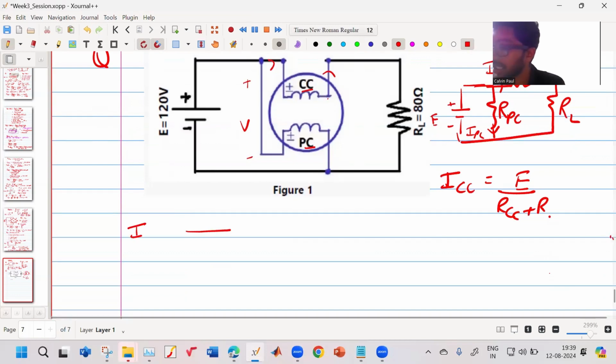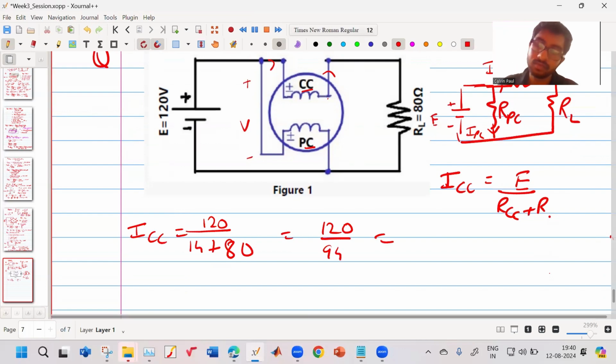So your current through your current coil, your E is 120, your RCC is 14, and your RL is 80. So this is 120 by 94. Can anyone calculate how much is that? 1.27, sir. So it is 1.2765 ampere. Yes, correct.